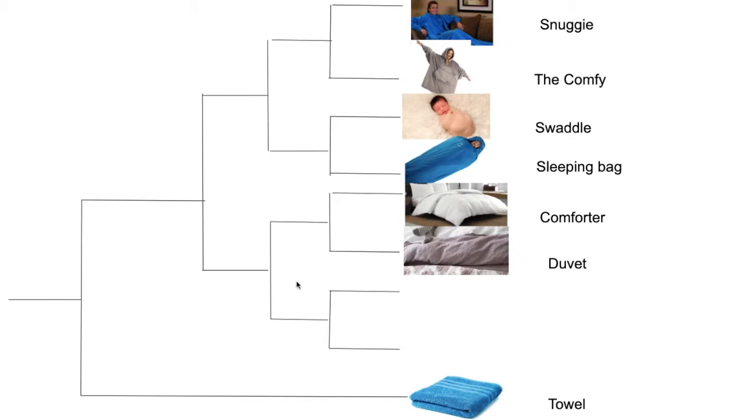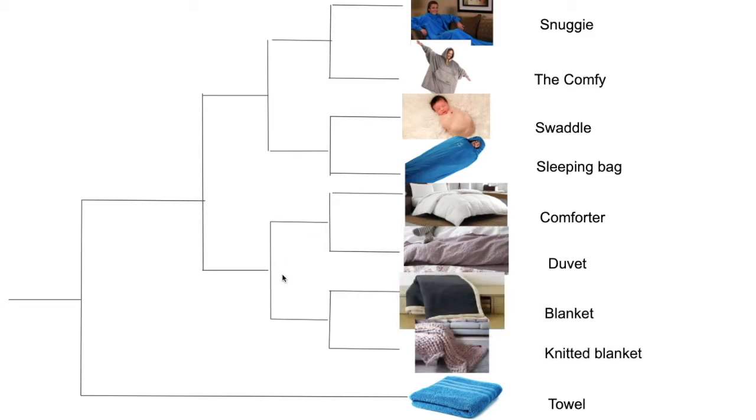So then we move from their common ancestor at this node to form blankets and a knitted blanket. These differ from comforters and duvets because they are much thinner. They're very soft, and how blankets and knitted blankets split from each other, from their common ancestor, is their weave. So blankets have a much tighter weave, whereas with knitted blankets, they have a much larger stitch, and air can get in much easier, meaning heat can escape, and they're just not as warm overall.